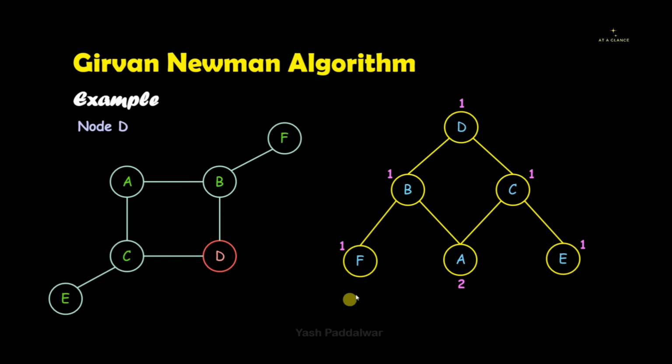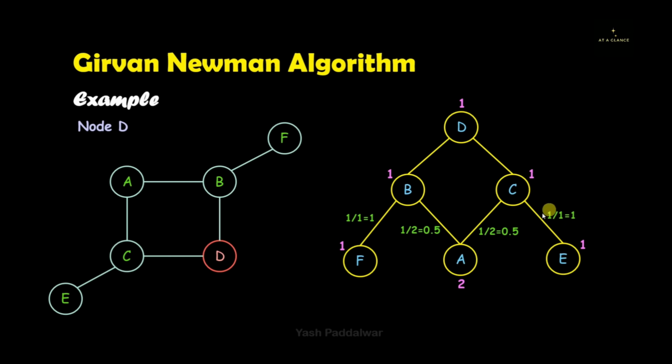Now we'll have to calculate the edge weight. For every single edge that is connected to the leaf node, it is very simple. You just have to divide the next node weightage divided by the current node weightage. 1 divided by 1 is 1. So BF will have a weightage of 1. Similarly, BA will have a weightage of 1 divided by 2, that is 0.5. Now CA will have a weightage of 1 divided by 2, which is 0.5, and CE will have a weightage of 1 divided by 1, which is 1.